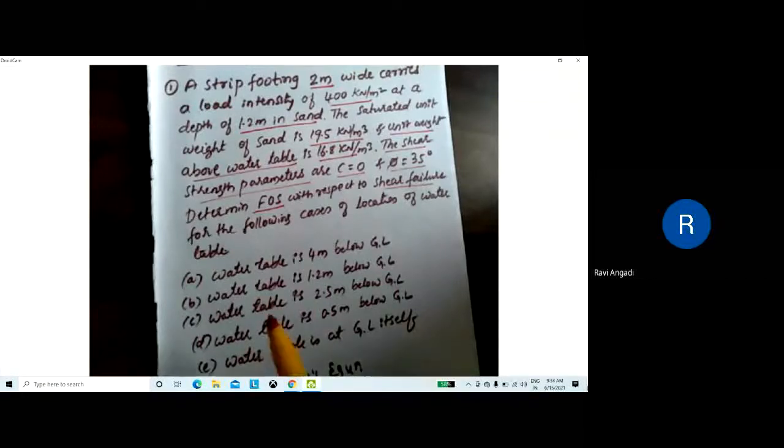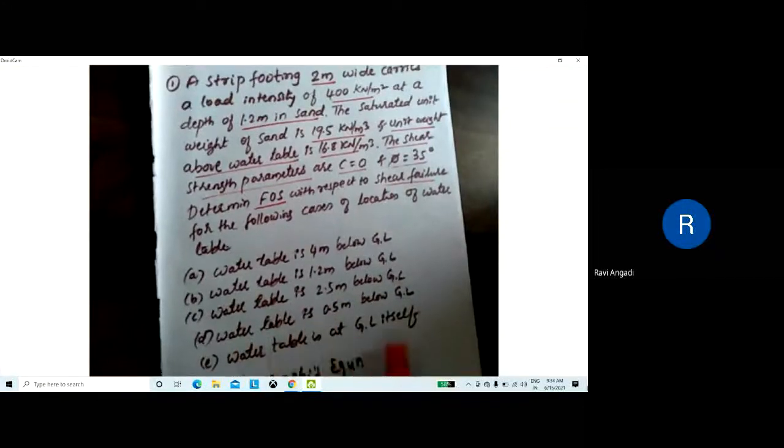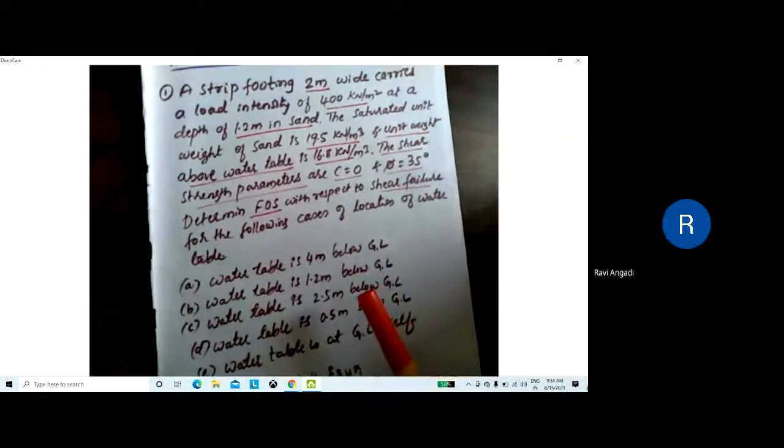Here the conditions are: the water table is 4 meter below the ground level. Second condition, the water table is 1.2 meter below the ground level. Again, the water table is 2.5 meter below the ground level. Then the water table is 0.5 meter below the ground level. And again, the water table is at ground level itself. Use Terzaghi's equation to calculate the bearing capacity as well as the factor of safety.